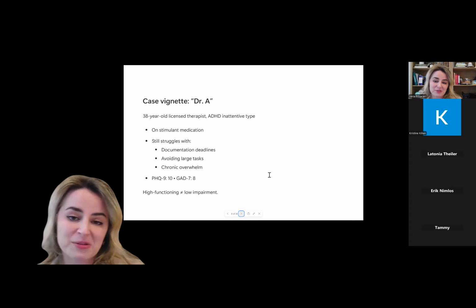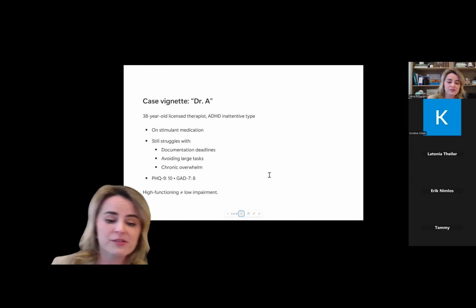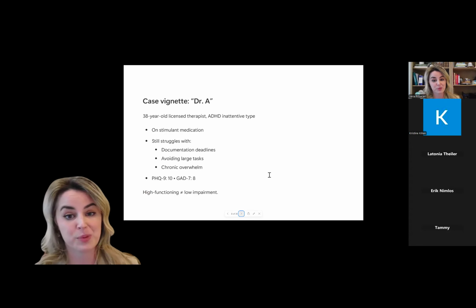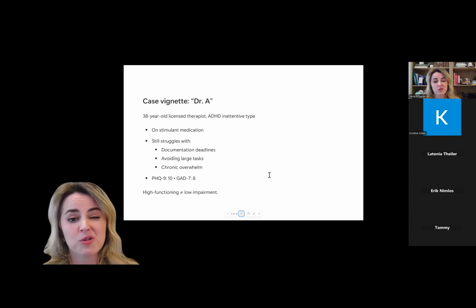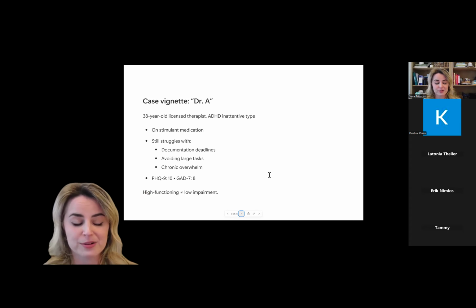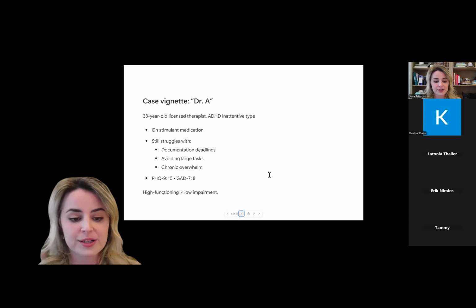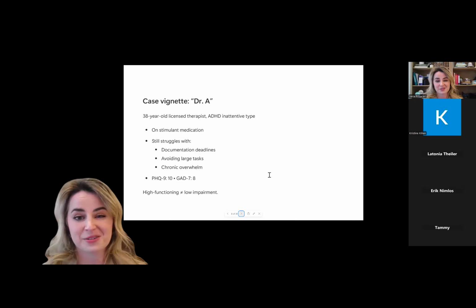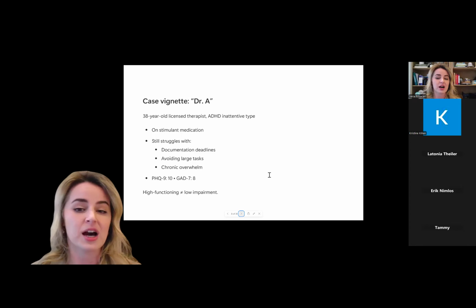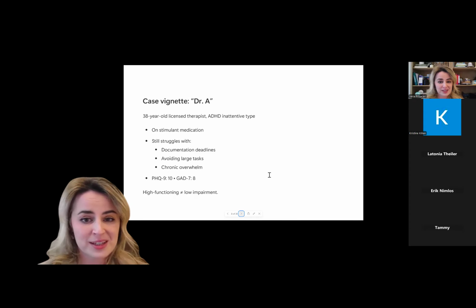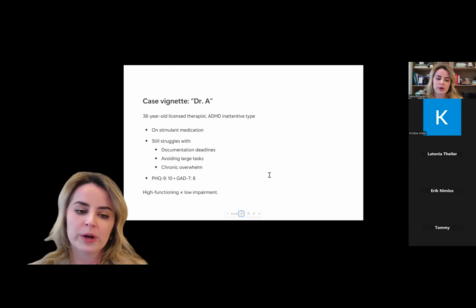However, behind all of that, still struggles with deadlines for documentation, avoiding large tasks like big projects, maybe at work or at home, feeling chronically overwhelmed, right? At risk for burnout. PHQ-9, which is a measure of depression, is at 10, mild to moderate. Anxiety score is an 8, also mild to moderate, which gives us this picture that even though this is a high functioning individual, it doesn't mean that they have low impairment. They're still struggling.